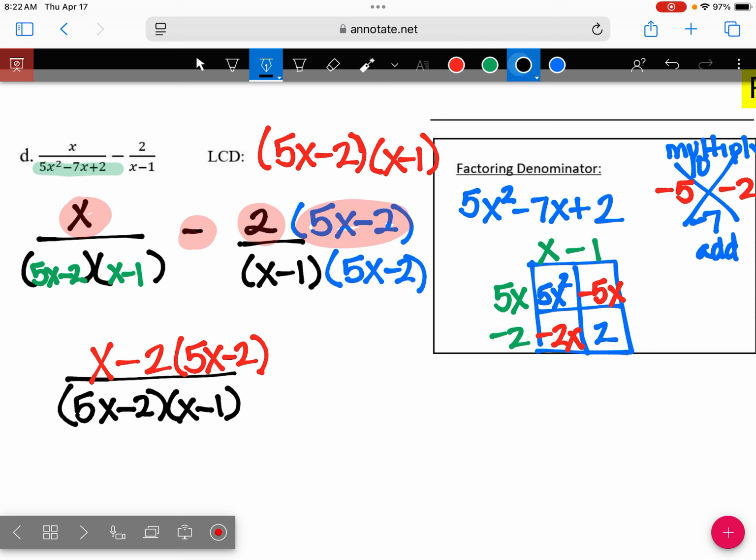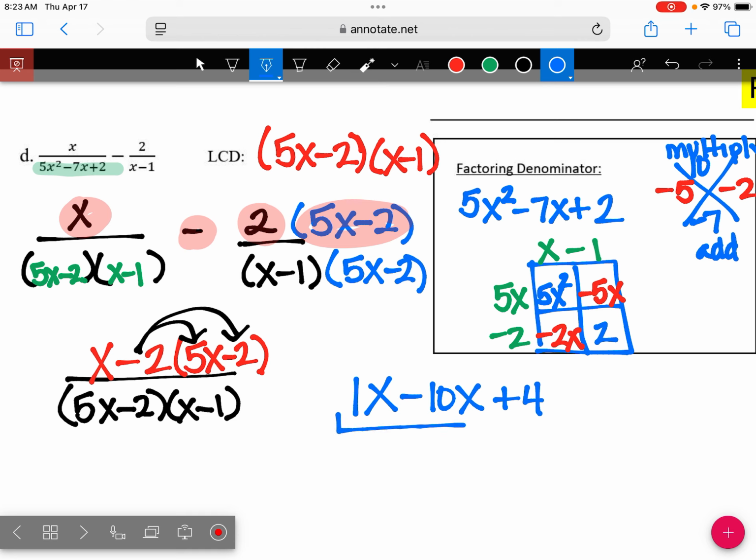So from here, we would distribute. So I have x, and then make sure you remember this is negative. So I'm taking a negative 2 times 5, which gives me a negative 10x. And then negative 2 times negative 2 is positive 4. This has an invisible 1 right here.